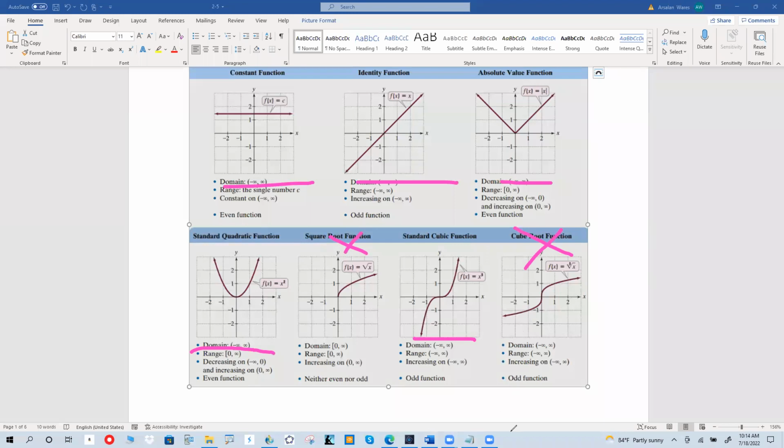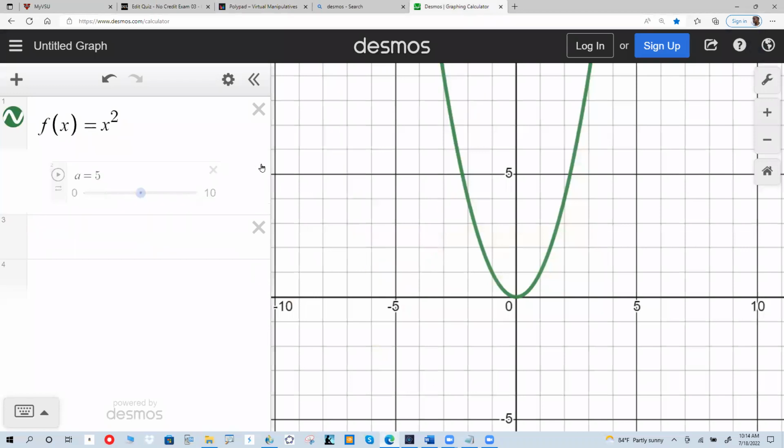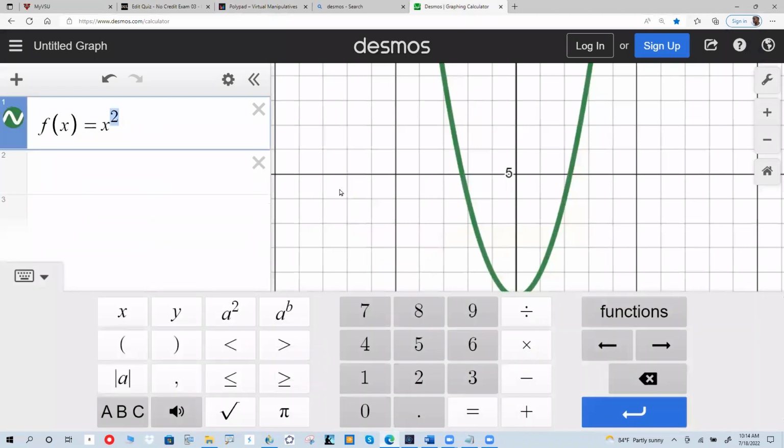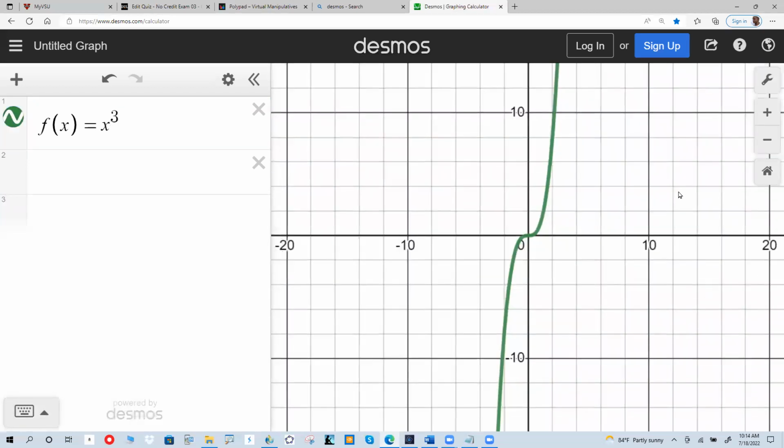Okay, this is called the cubic function. What does it look like? The cubic function looks like this. X to the power 3. And this function is kind of interesting.